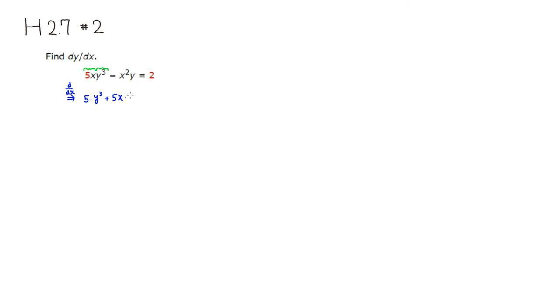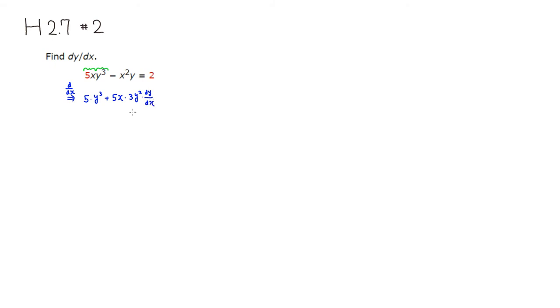So it's going to be 3y squared. But since we're taking a derivative with respect to a different variable, we need to multiply by dy over dx. That's by the chain rule, right?